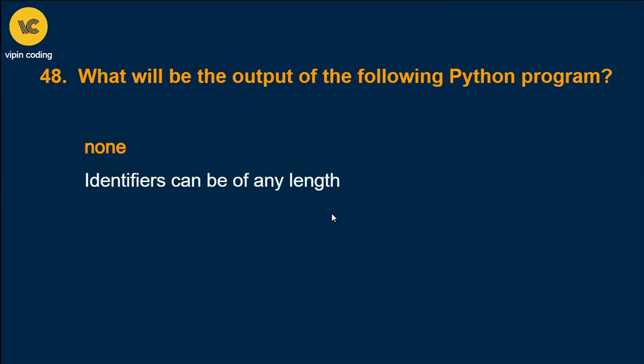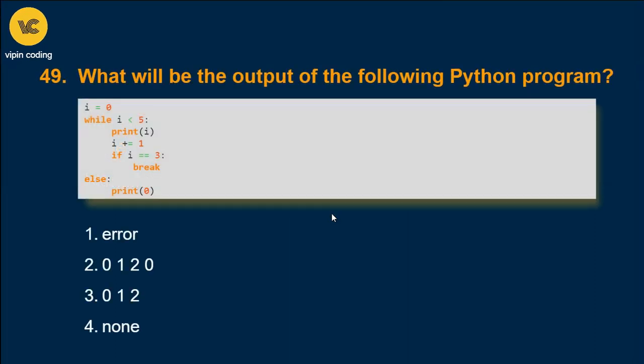Next question is, what will be the output of the following Python program? This is our Python program. i equals 0, while loop. Here we use a while loop. While i less than 5, print i, i plus equals 1. If i equals 3, then break the statement, else print 0. What will we get as the output for this?